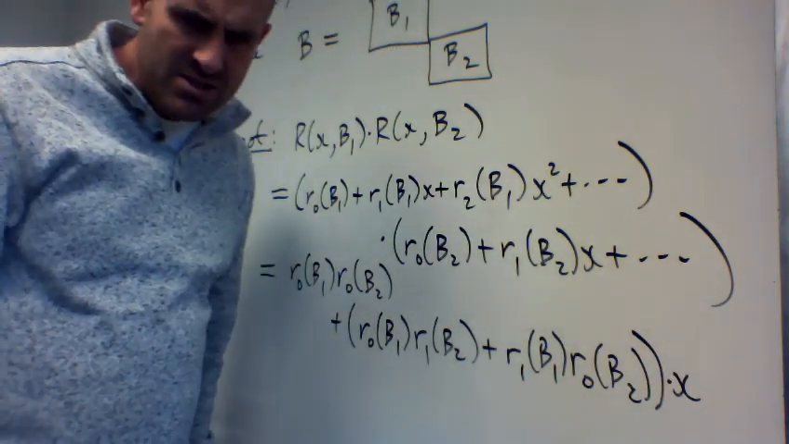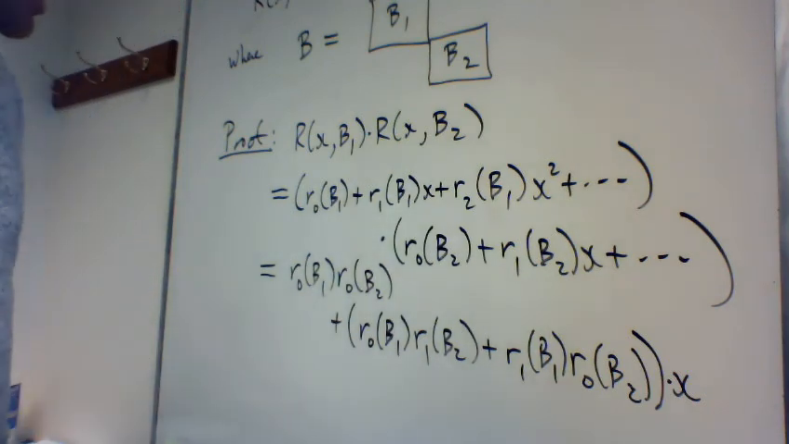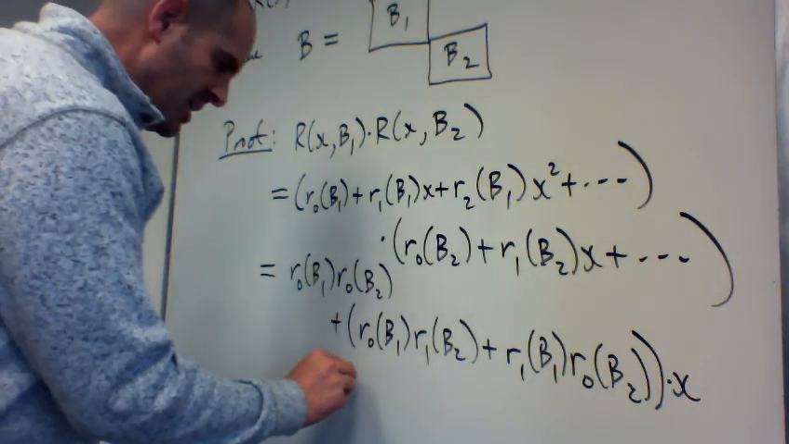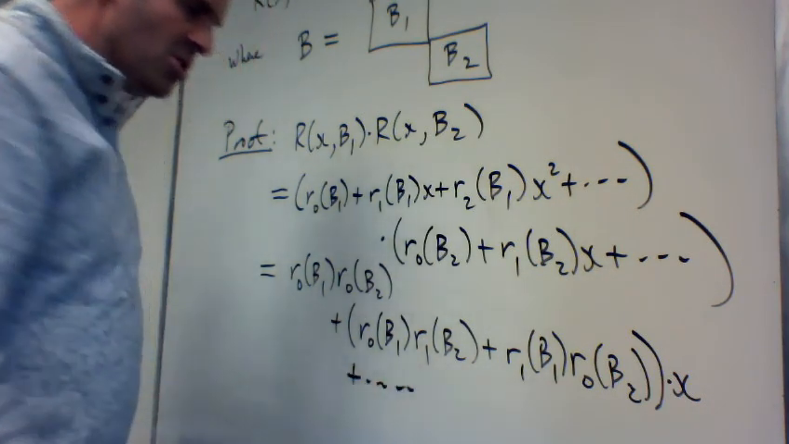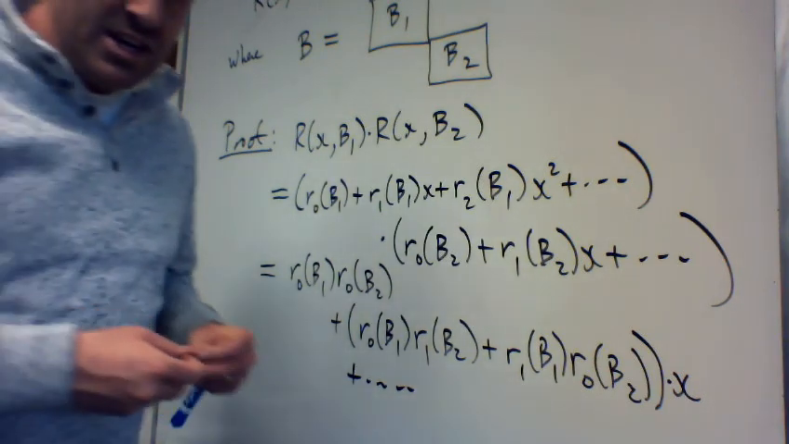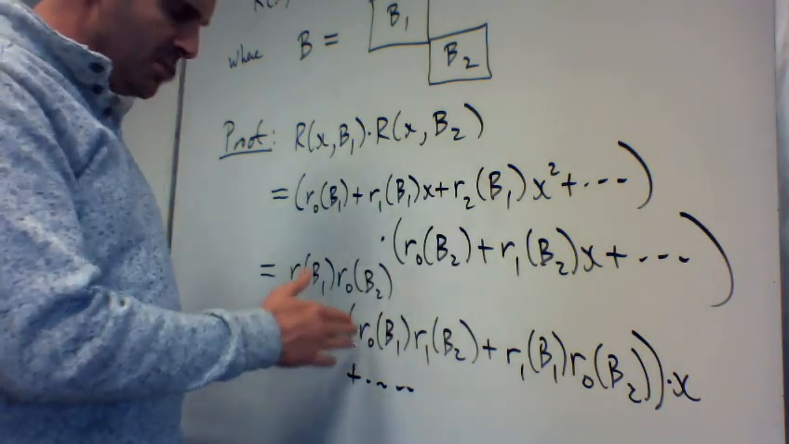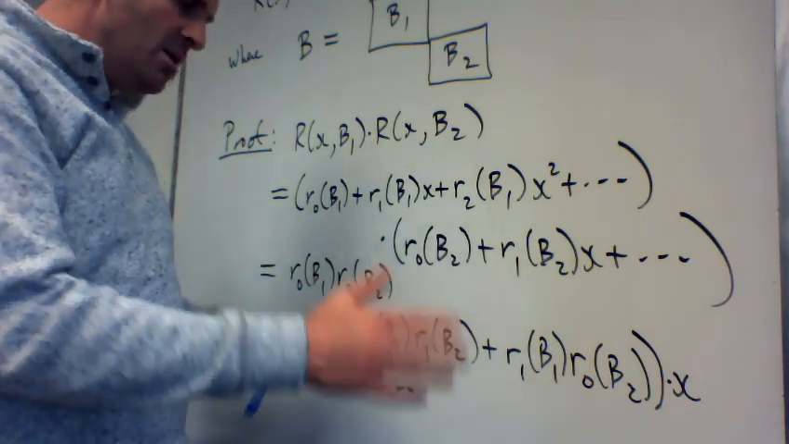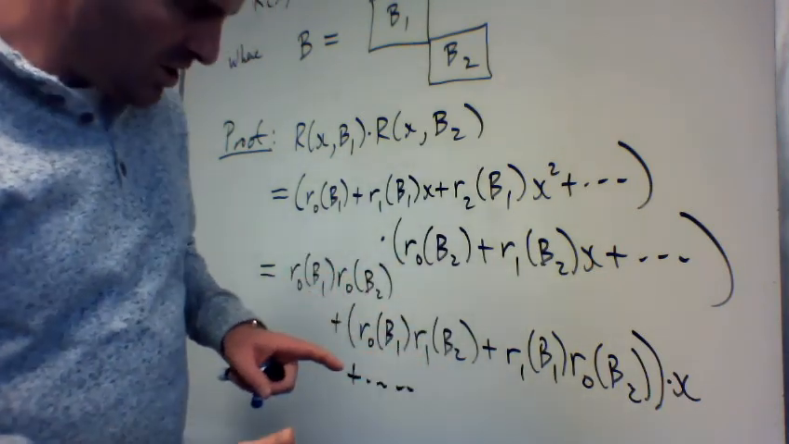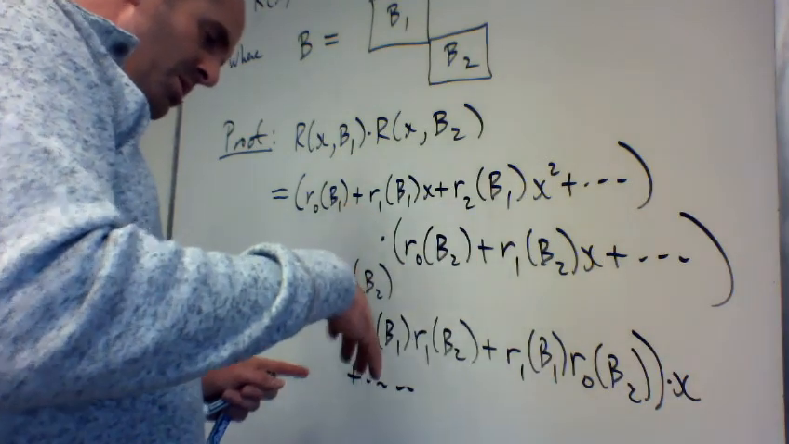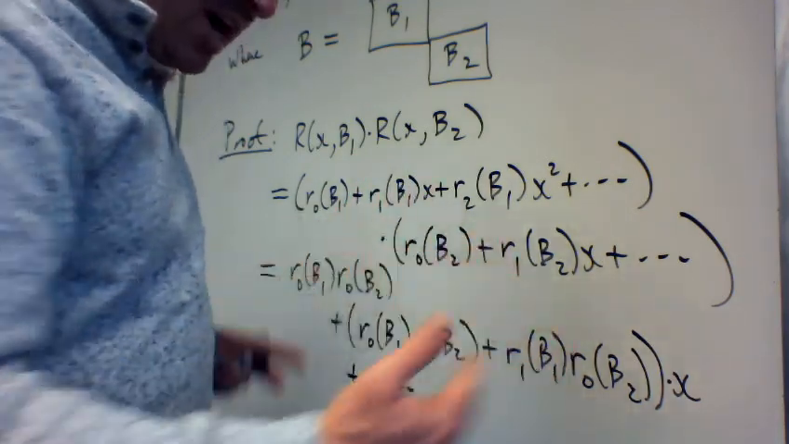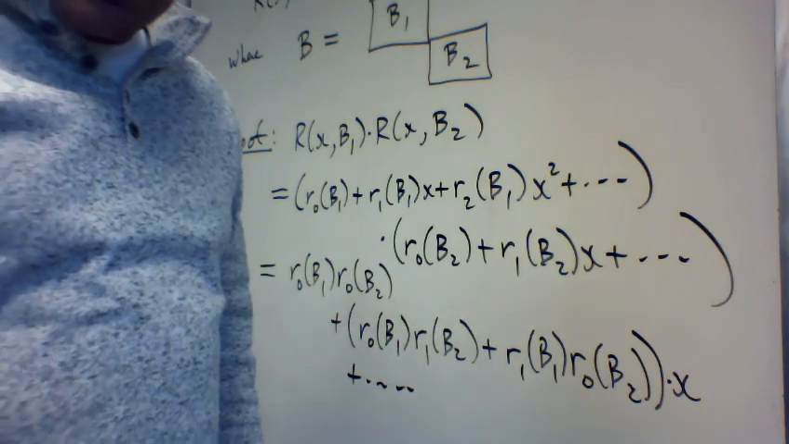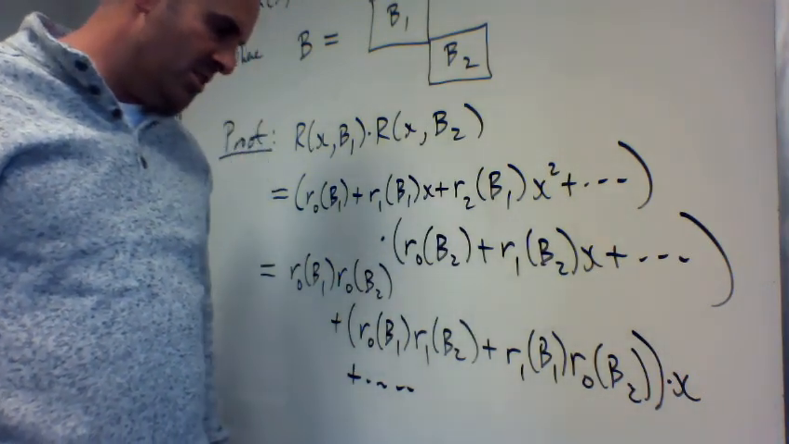And then we realize something, and I think you know what's going to happen with x squared. If we try to compute x squared, it's going to be R0 of B1 R2 of B2, plus R1 of B1 R1 of B2, plus R2 of B1 R0 of B2. That's what's going to be the coefficient of x squared if you multiplied this out.